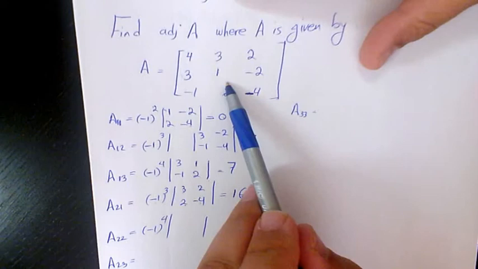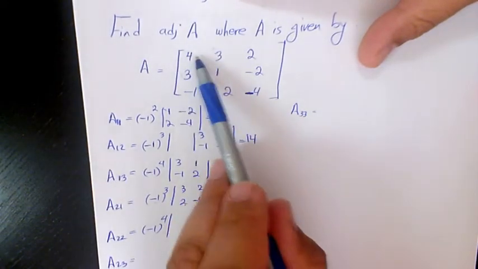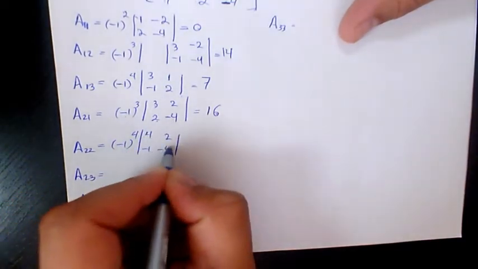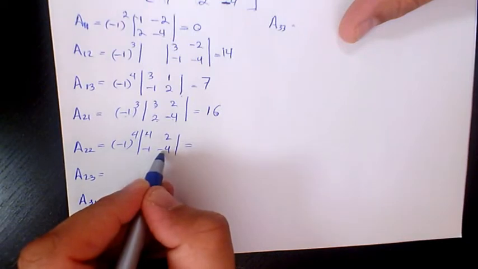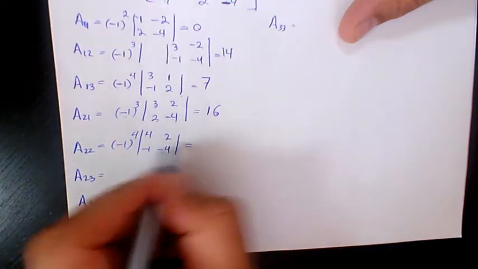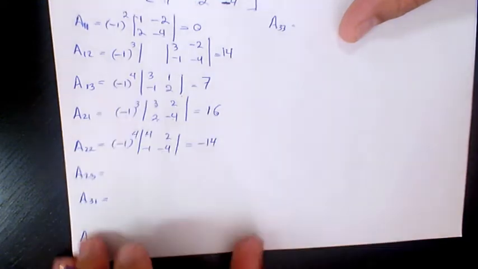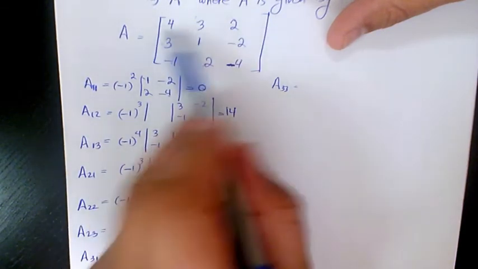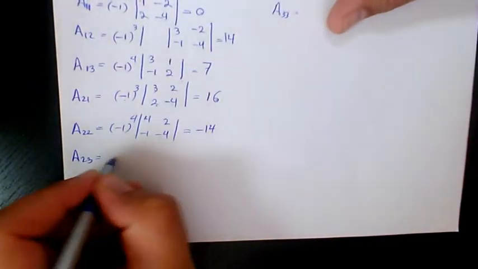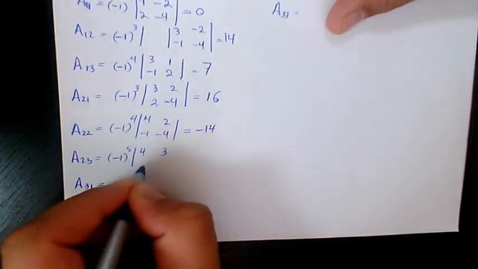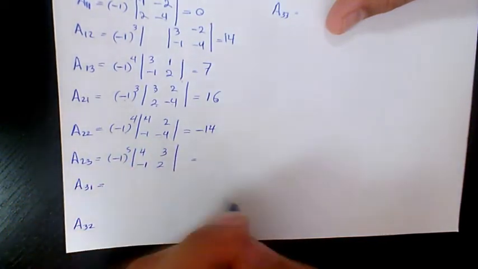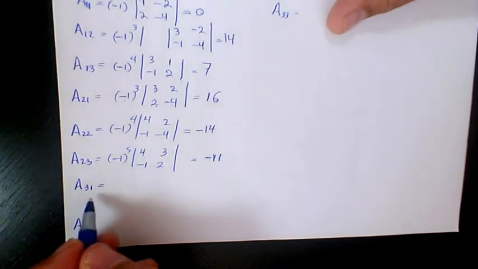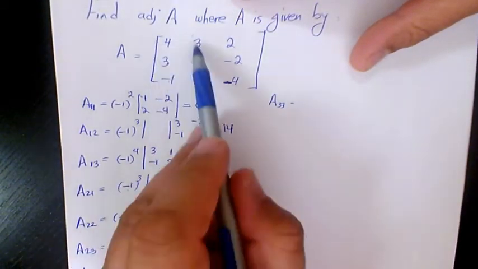A22 is this one. You remove this row and column. You have 4, 2, -1, and -4. 4 times -4, -16, plus 2 is going to be -14, times 1 still remains -14. A23 is going to be this one. Remove this row and column. 4, 3, -1, and 2. That's going to be 8 plus 3, 11, times -1, so -11. A31 is this one: 3, 1, 2, -2.